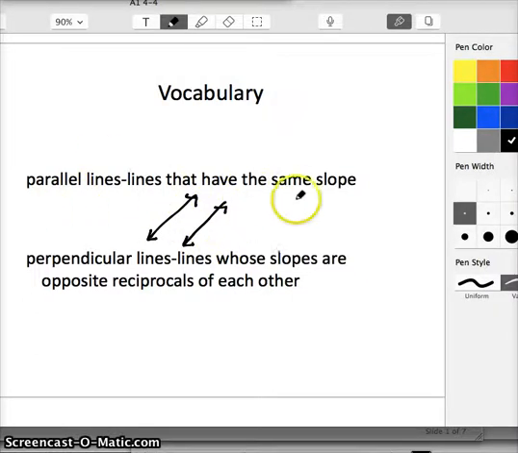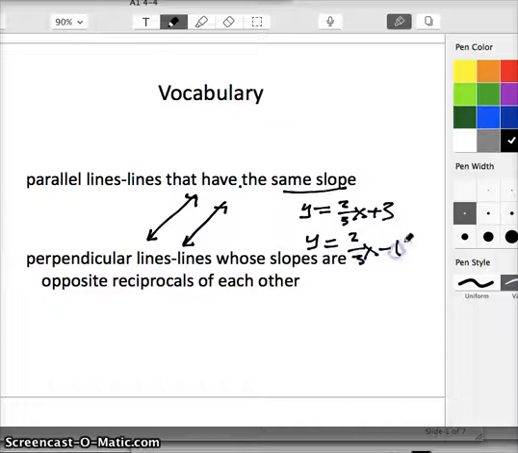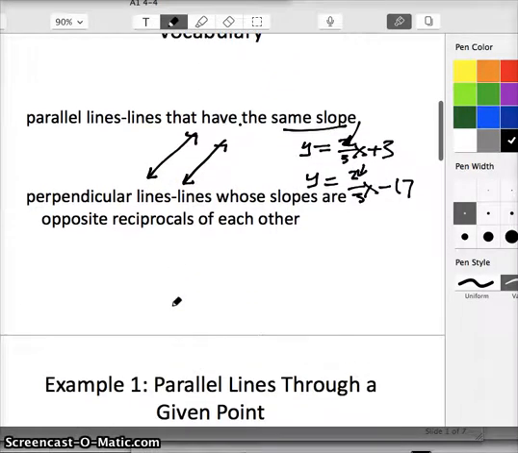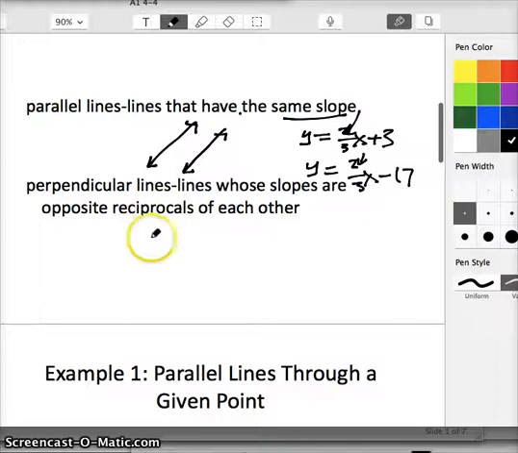When we have equations of parallel lines, what you're going to notice is that they have the same slope. So if I had, for instance, y is equal to 2/3 x plus 3, and another equation is y is equal to 2/3 x minus 17, the fact that the slopes are the same lets me know that these lines are parallel. With perpendicular lines, the situation is different.